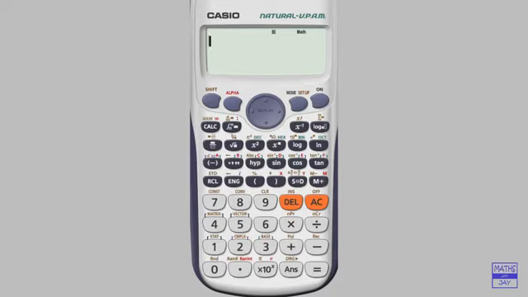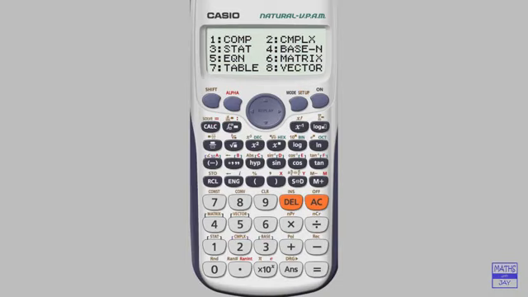So we're going to find the inverse of a 3 by 3 matrix in this video. So we need to start by getting into the right mode. So we want matrix mode, so that's 6. And then we can choose to put in a total of 3 matrices. We're just doing one, so let's go for mat A, for matrix A, so that's number 1.